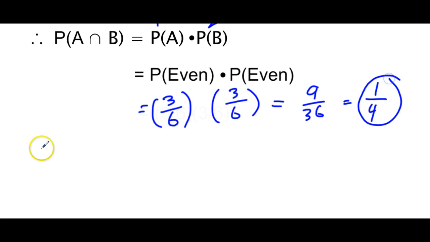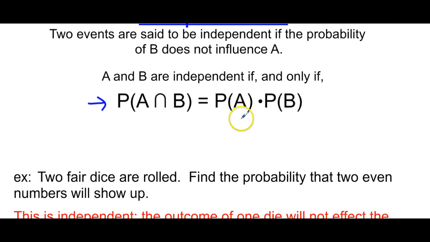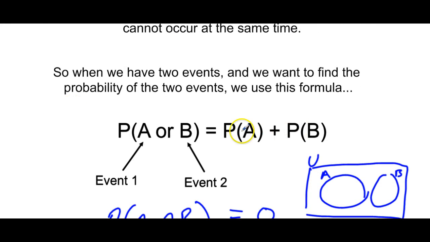So again, if the events are independent, you're multiplying the two probabilities, whereas with mutually exclusive events, you are adding the two probabilities. So please keep that in mind.